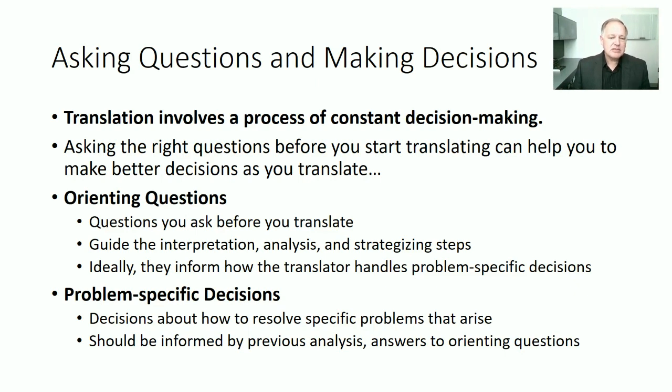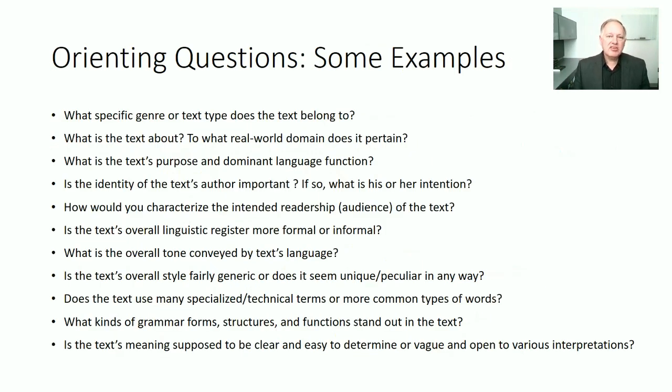On the other hand, problem-specific decisions are those decisions about how to resolve specific problems that arise as you translate. So you don't know the equivalent for a term, or you're not sure how to handle this particular grammatical structure. Now you're looking at a problem-specific decision. And the answers to those problem-specific decisions, in theory, would be informed by how you answer the orienting questions. All right, so this distinction between orienting questions, the big picture, 30,000-foot view, and problem-specific decisions, how you're fixing things on the ground as you encounter them, is part of analysis.